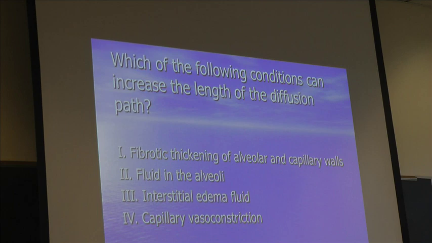All right, so our choices. What if we have fibrotic thickening of the alveolar and capillary walls? Do you think that would interfere with oxygen trying to get through from the alveolus into the capillaries? You've got fibrotic tissue in between. Yes, so that's a definite. What about fluid in the alveoli? Is it harder for oxygen to get through fluid than to not have fluid? Yes. All right, so that's one.